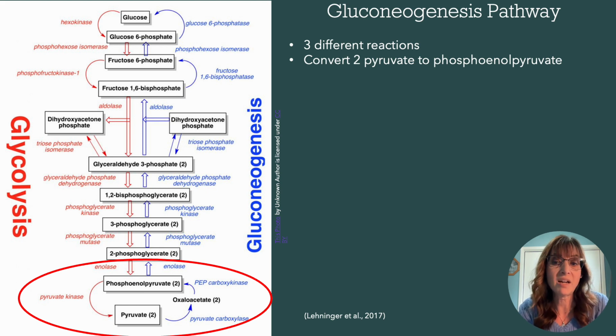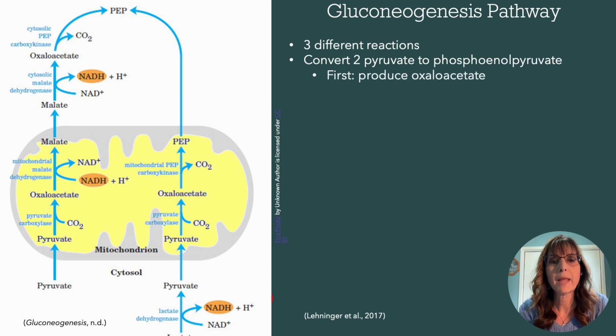Now, this step is actually more of a series of steps, and I want to go into that in a little bit further detail here in a minute. Now, just know that this is what happens when you start with pyruvate. If you were to start with lactate to create glucose, you'd have a different series of steps here. So let's take a further look at how pyruvate is turned into PEP.